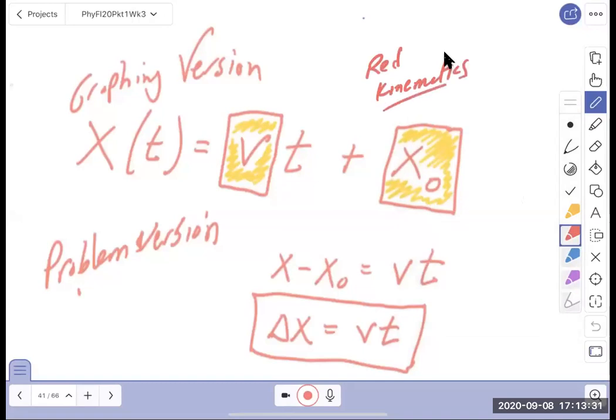And why do we call it red? Make sure I'm recording. Yeah. Okay, so why do we call this red kinematics? Well, because the girl that made the poster made it on red poster. So that's the arbitrary reason why it's called red kinematics.